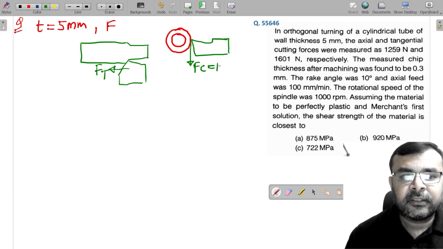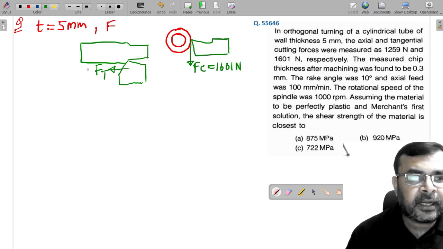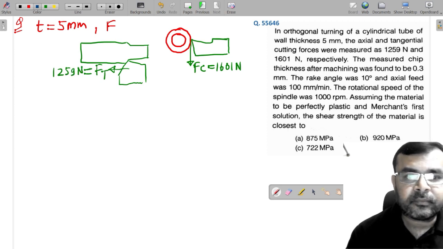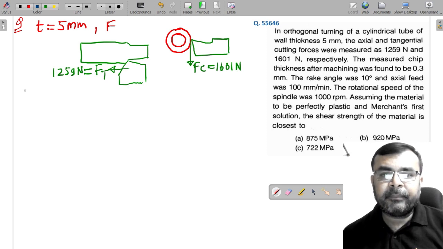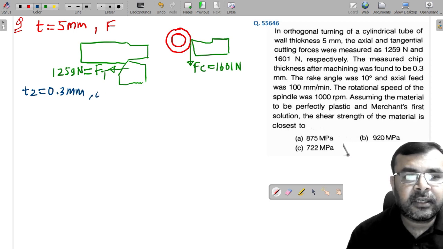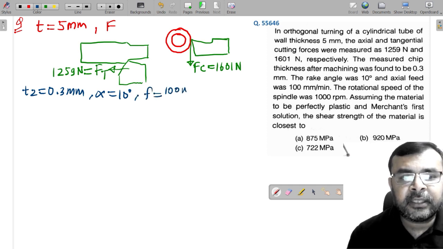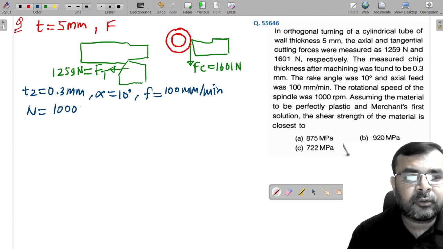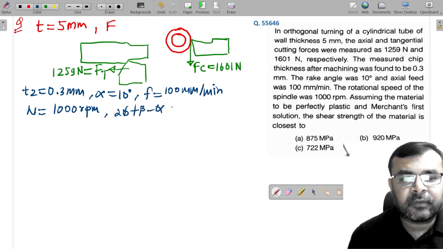And cutting force is given here 1601 Newton, and thrust force is given here 1259 Newton. Is it right? This information is given here. The measured chip thickness, that is T2, is given here 0.3 millimeter. The rake angle alpha is 10 degree, and the axial feed is given here 100 millimeter per minute, correct? And the rotational speed is 1000 rpm. Assuming the material to be perfectly plastic and Merchant's first solution can be applied, means 2 phi plus beta minus alpha is equal to 90 degree.